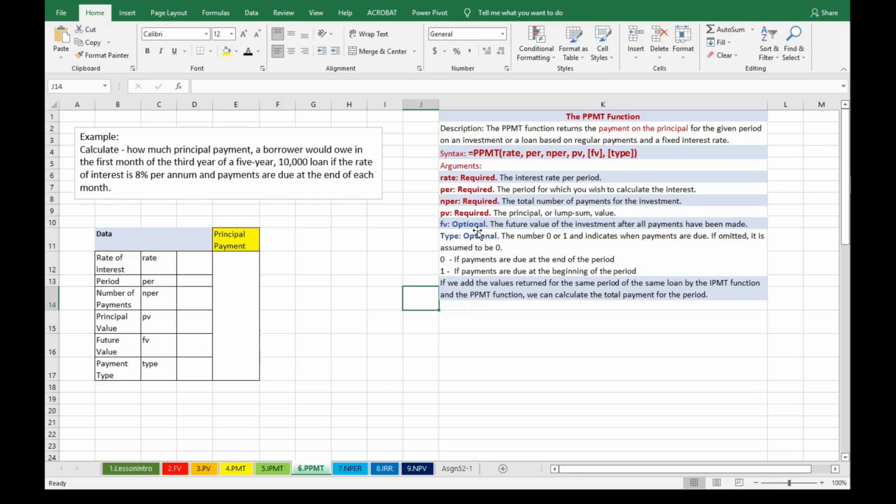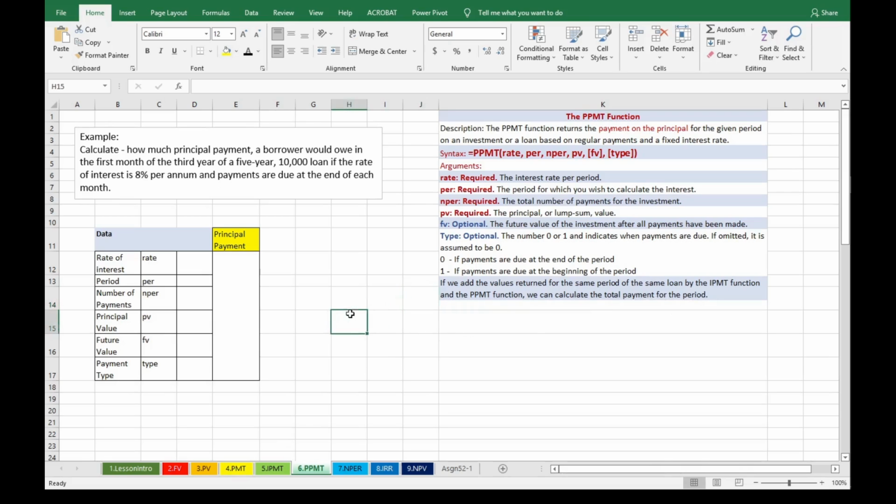FV is an optional argument, the future value of the investment after all payments have been made. Type is an optional argument, it is 0 or 1. It is 0 if payments are due at the end of the period and 1 if payments are due at the beginning of the period. Now if we add the values returned for the same period and the same loan by the IPMT function and the PPMT function, we get the total payment for the period, which is given by the PMT function.